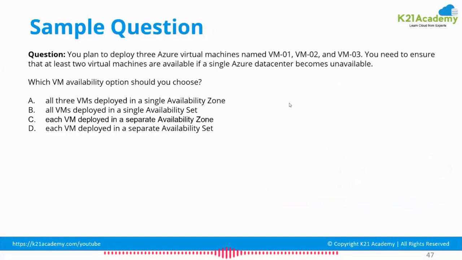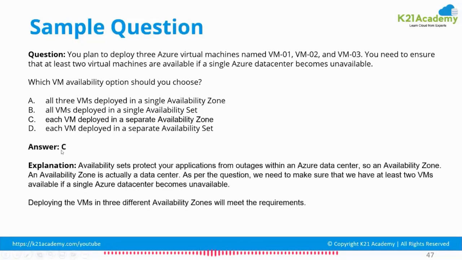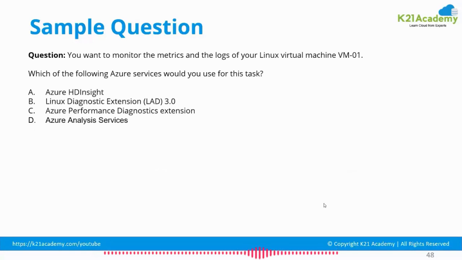Which VM availability option should you choose? If we are talking about a single data center, then it's talking about availability zone, as per my understanding. Answer is C, right? All right. Now let's talk about the next question. This can be a little bit tricky, so even if we go wrong, it's not a problem. We'll see the answer, okay?